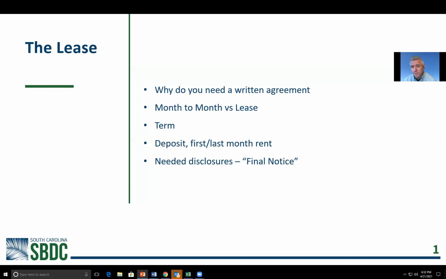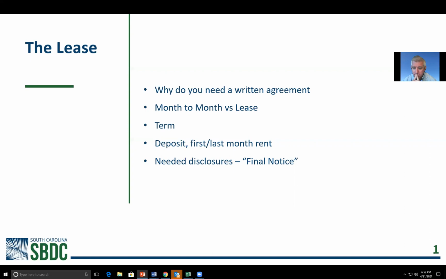And then, so there's terms to consider in the lease. So how long are they going to be there? Don't want to make it too long. Usually 1 year is kind of standard or less. Deposit, first, last month rent.